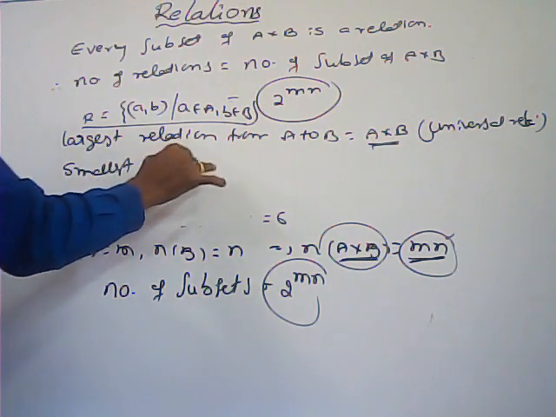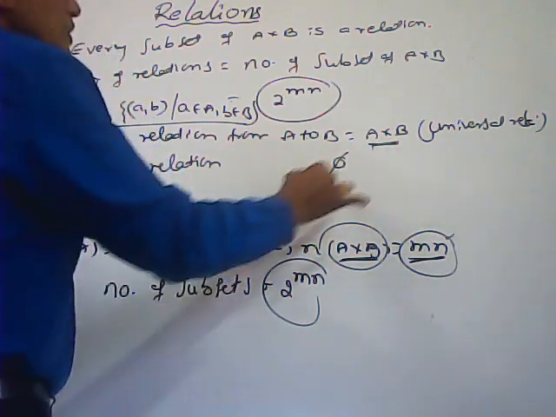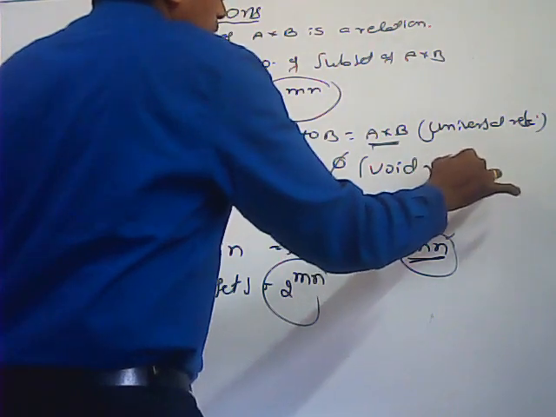And one more, the smallest relation from A to B, that is equal to the empty set. This one we say void relation.